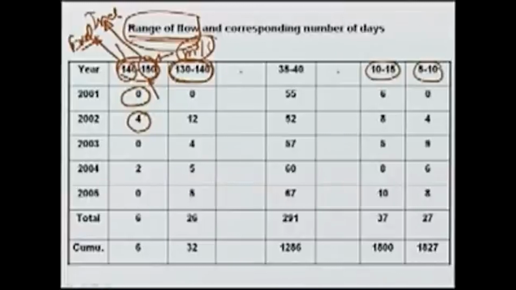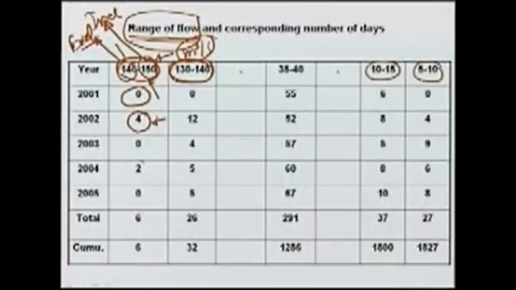So, similarly in all other ranges, and for each year based on the available data, we can obtain the number of times or number of days on which the discharge is within that range. So, for example, here we can see that for 35 to 40, there are a large number of days within that range. And then finally, our aim is to obtain a flow duration curve, which tells us what is the probability that a particular discharge will be equaled or exceeded, how much percentage of time.